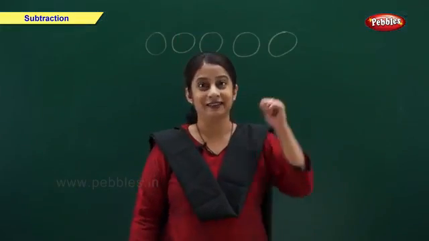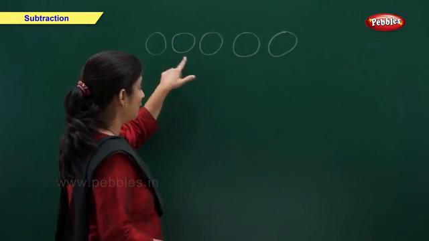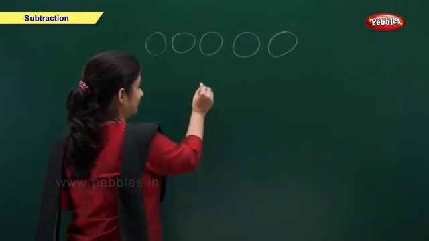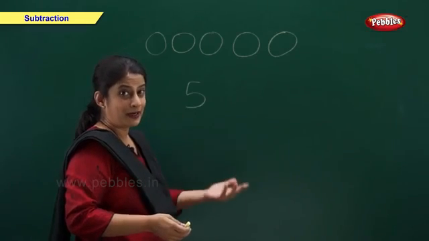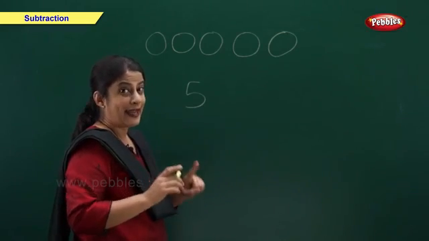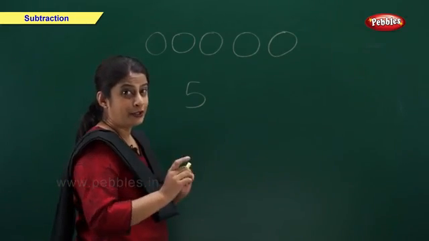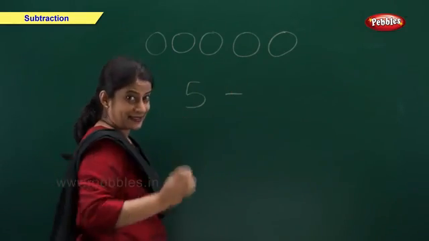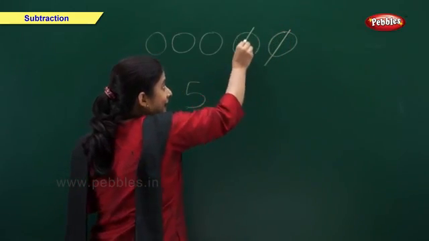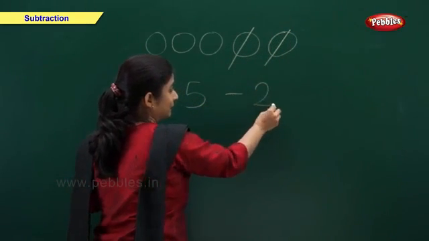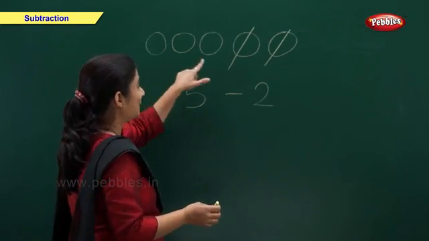Now, let us solve this example. I have 5 balls. 1, 2, 3, 4, 5. I gave 2 balls to my brother. So, take away 2. But remember friends, here we are going to use the minus sign instead of take away. So, take away 2. 1 and 2. So, how many balls left with me? Let's count. 1, 2, 3.